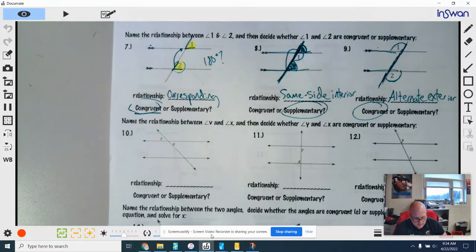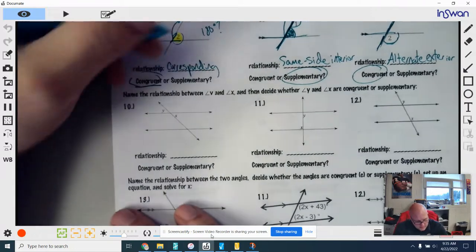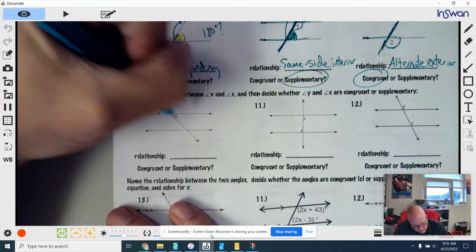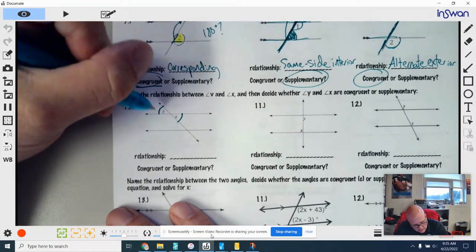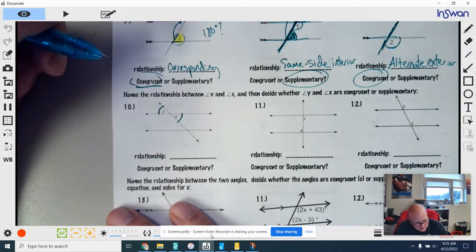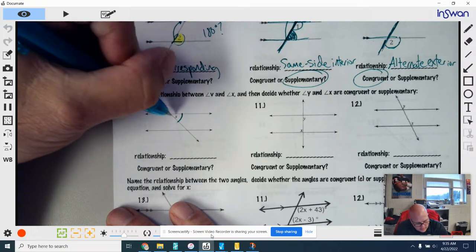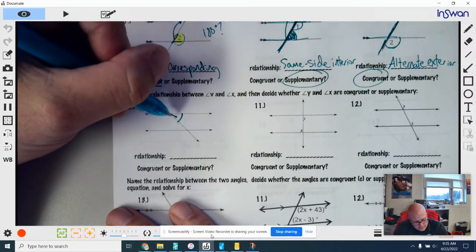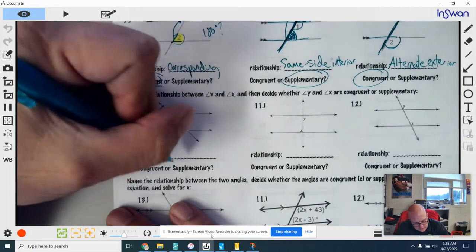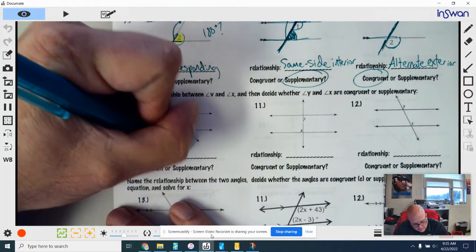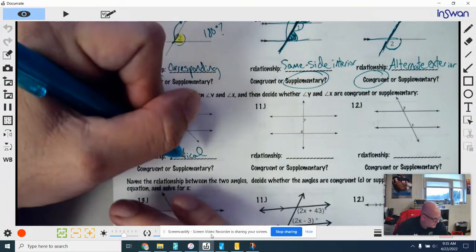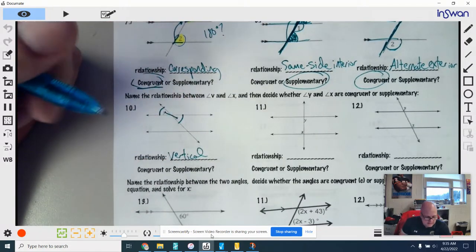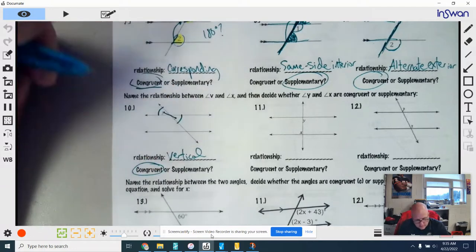Okay, so now we go on to number 10. We've done ones like this before. So number 10, we have y and x. So angle y and x. How do they relate to each other? Well, we know angle y and angle x are directly opposite of each other. And angles that are directly opposite of each other are called vertical angles. Okay, and vertical angles, we know are going to be the exact same measure. Okay, they're congruent.